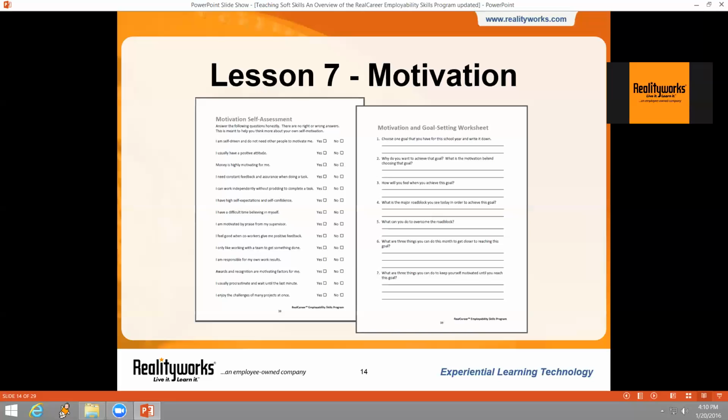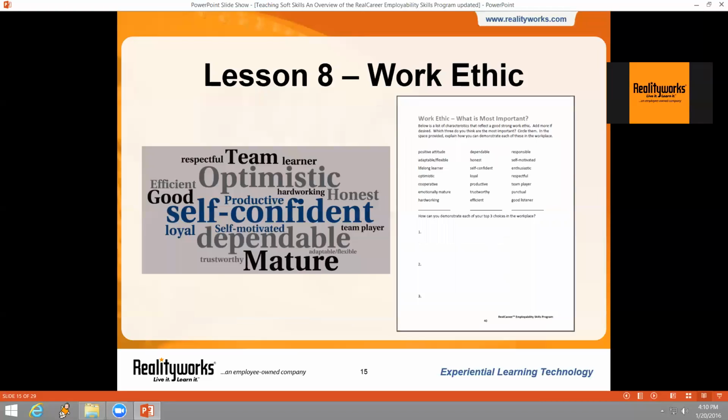Students think about someone they have worked with that they consider to be highly motivated. What characteristics did they observe? A class discussion will follow about the type of people they would like to work with. What are ways to keep yourself and others motivated at work? Who is responsible? Students complete a motivation and goal-setting worksheet.